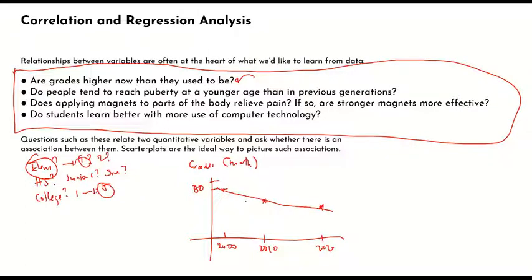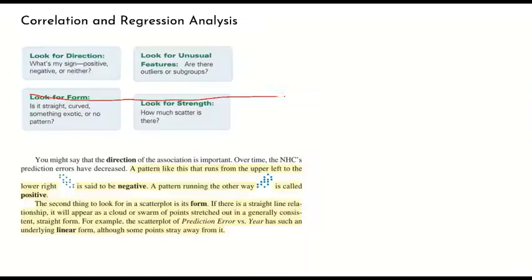Now, there are several questions about this observation. So, na-observe kasi natin na pababa yung mathematics grade nila. So, ibig sabihin, question natin yun. Bakit? I mean, bakit pababa? Is it the teacher or is it the students? Okay? So, ganun. So, second question is, do people tend to reach puberty at a younger age than in previous years?